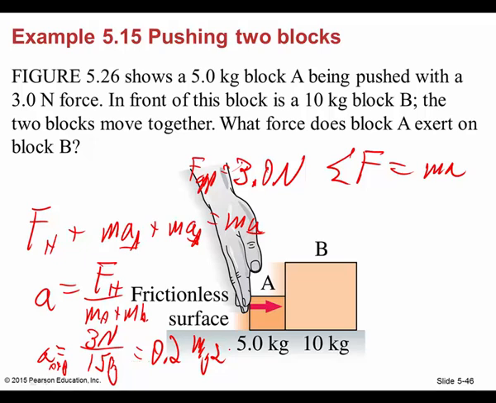Okay, now, look at what the question says. What force does A exert on block B? All right, well, we know that everything's moving with that acceleration, correct? But now let's look at each block individually, okay? Let's look at the net force for each block individually, all right? Well, the force on A is equal to what? Well, its mass is 5 kilograms, and its acceleration is 0.2 meters per second squared.